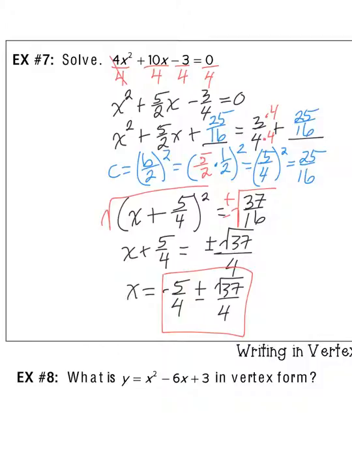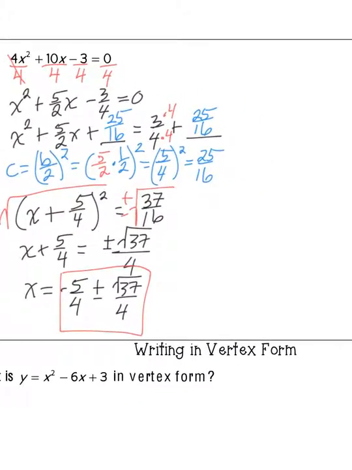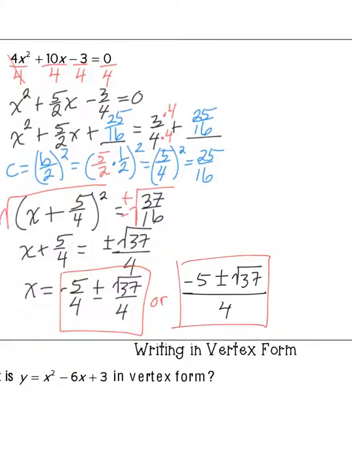But remember that there is another way that we could write our solution. And that other way would be, since they both have the same denominator, you can just combine their numerator. So it looks like this. Negative 5 plus or minus the square root of 37. Since they're both over 4, the whole thing is over 4. I like this one better. Okay, example 8.